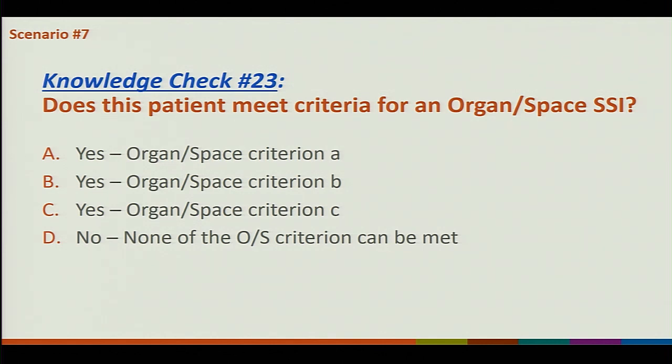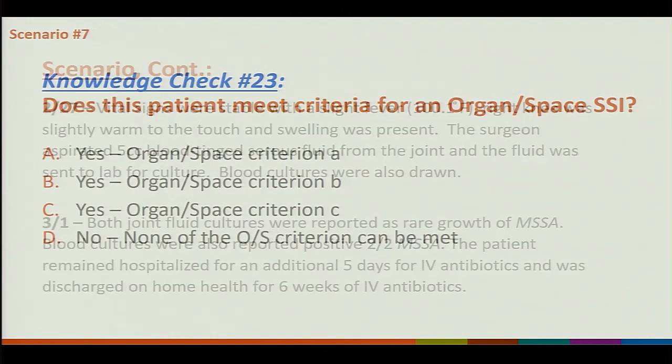Does this patient meet criteria for an organ space SSI? Yes, criterion A; yes, criterion B; yes, criterion C; or no, none of the organ space SSI criteria can be met. So for general organ space, does this patient meet criteria?